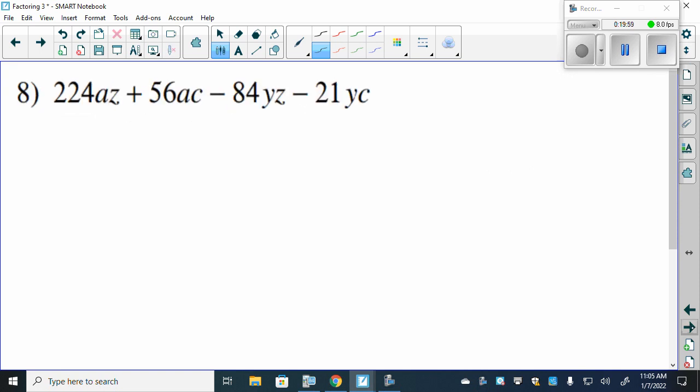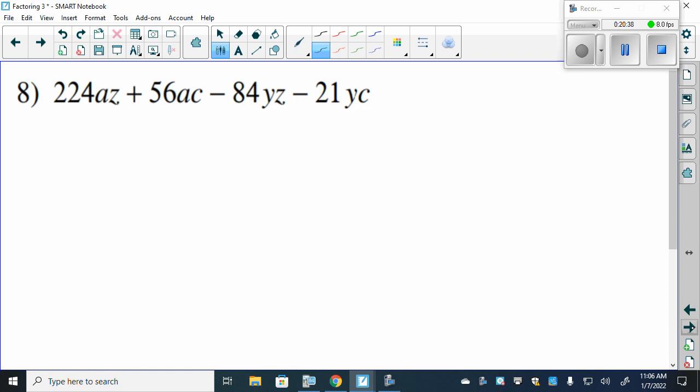Let's look at one more. Let's look at this one here. Now, looking at this here, it might be a little challenging to see what we group, because most of the time we would group the first two and second two, yes? But as I'm looking at this here, I see that we have 224AZ, 56AC, negative 84YZ, and negative 21YC, yes?